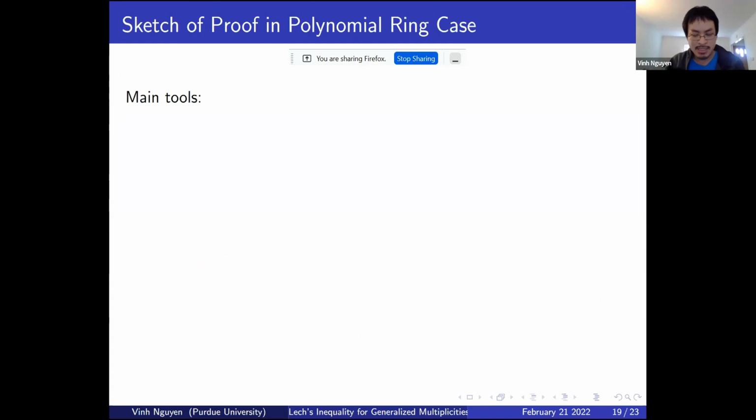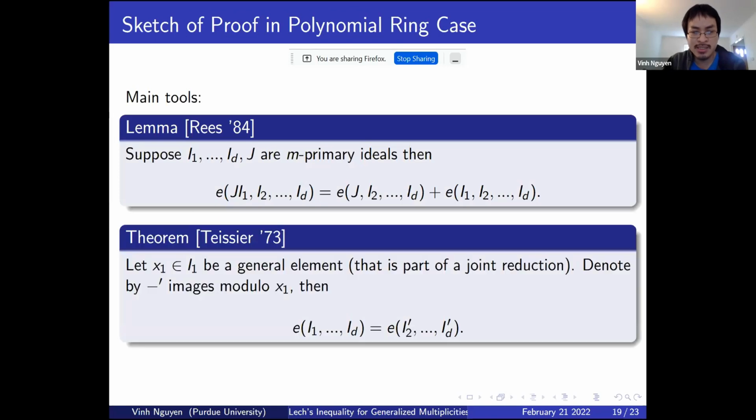Okay, so now let's go back to the proof of our inequalities. But before we proceed, I just want to talk about some of the key tools that we use.